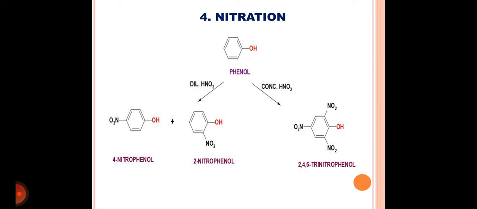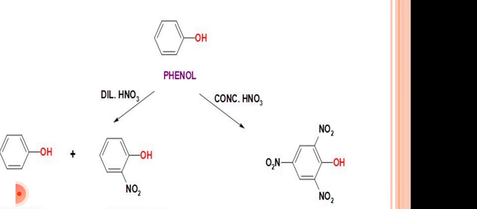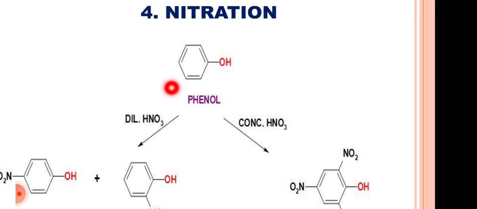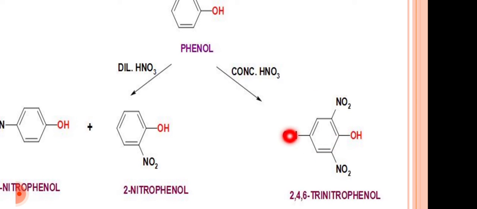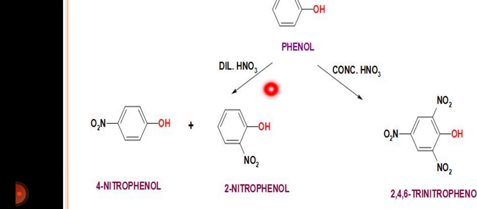The next reaction is the nitration reaction. This reaction takes place in presence of dilute and concentrated nitric acid. This is the example of electrophilic aromatic substitution reaction. The nitronium ion given by the nitric acid will get substituted for the proton of the benzene ring. In case when phenol is reacted with concentrated nitric acid, the product obtained is 2,4,6-trinitrophenol, while when phenol is treated with dilute nitric acid, we will get the mono-substituted product, that is either 4-nitrophenol or 2-nitrophenol. The major product being the 4-nitrophenol, which is due to the steric hindrance provided by the hydroxyl group.